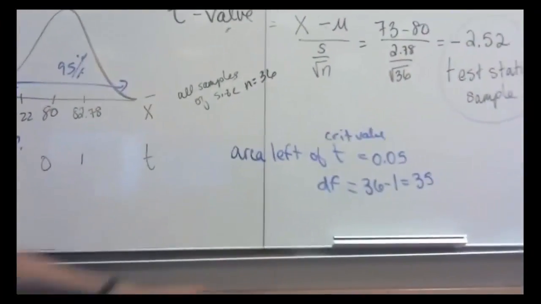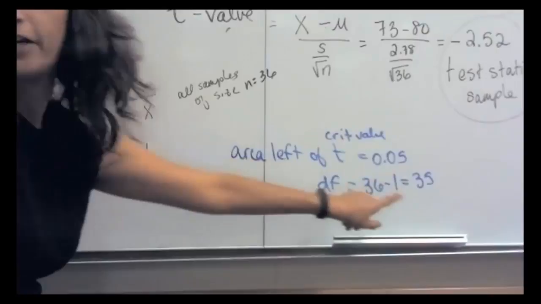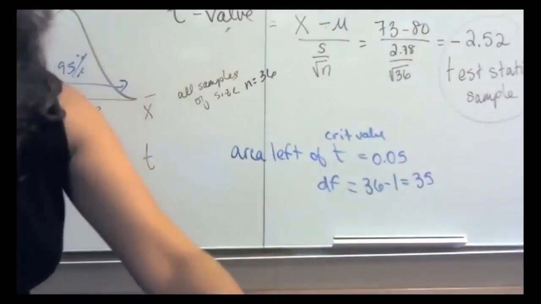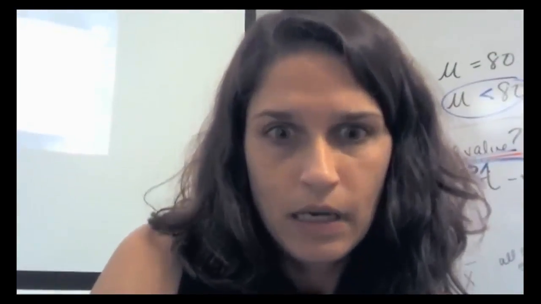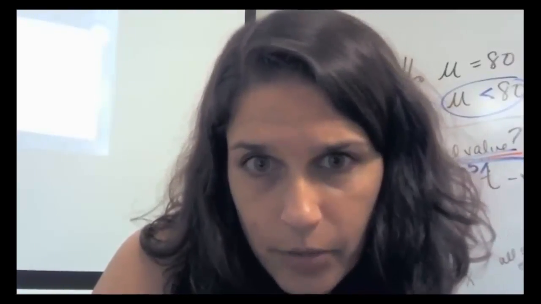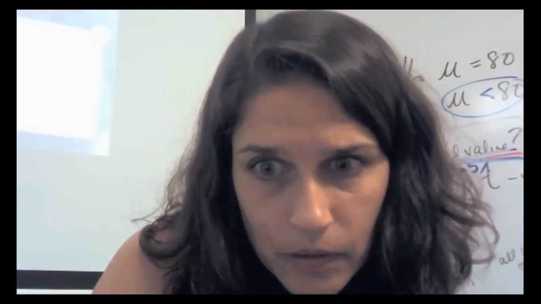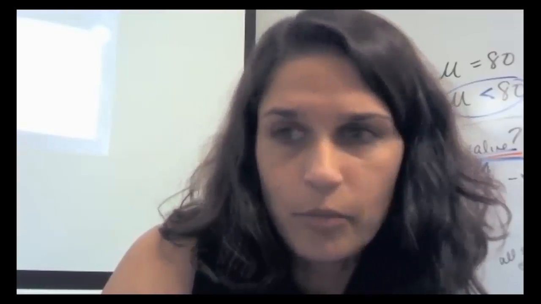Okay, can't see that. Sorry. The area left of this critical value is 0.05, degrees of freedom 35. So one way to get this critical value is using my t-chart. Let me go back to share screen. I'm going to go to my t-table. Oh, did I not open my t-table? Hold on. Let me open the t-table.